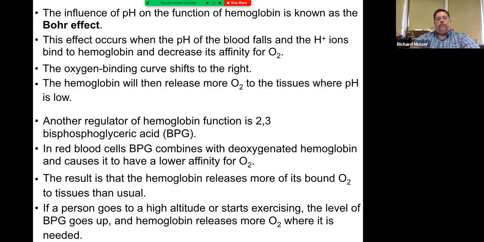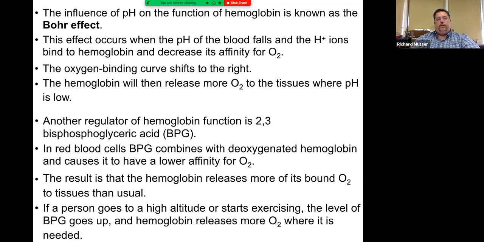Another regulator of hemoglobin function is 2,3-bisphosphoglyceric acid. In red blood cells, BPG, which is bisphosphoglyceric acid, combines with deoxygenated hemoglobin and causes it to have a lower affinity for oxygen. The result is that hemoglobin releases more of its bound oxygen to tissues than usual. So if a person goes to high altitudes or starts exercising, the levels of bisphosphoglyceric acid actually go up, and allow the hemoglobin to release more oxygen when it's needed.